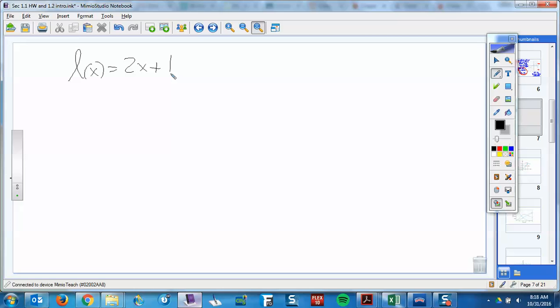Area. Area underneath the curve, right? That's what this is talking about. So when we get to that section where we're doing area, you're going to hear this a lot, okay?